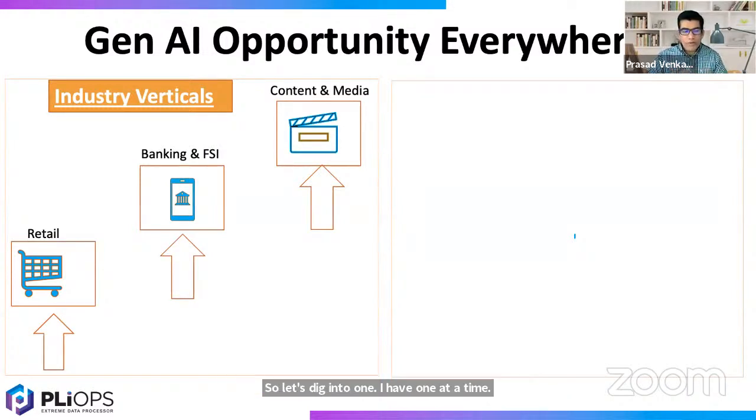Let's pick the use cases perspective. The use cases can be split into two aspects. One is industry verticals, and another is horizontal enterprise functions. From the industry vertical perspective, I've only listed three. There will be umpteen other use cases across different verticals.